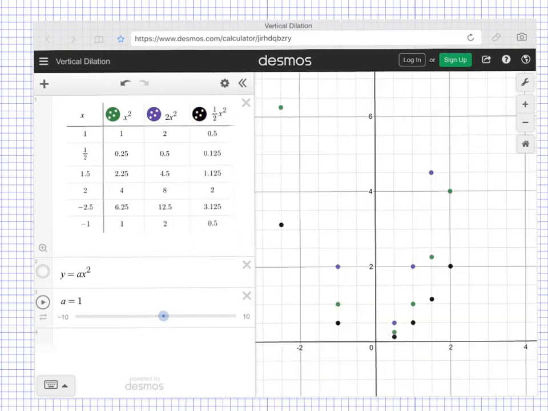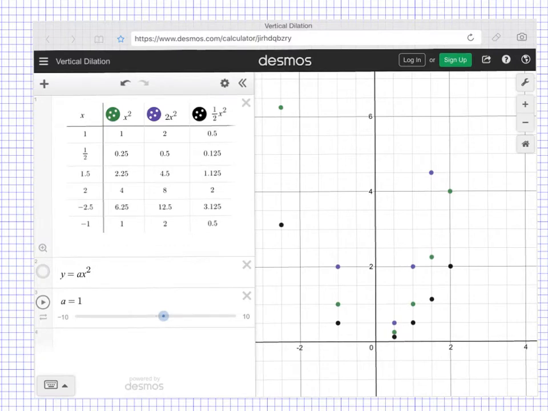Alright, so in this video we're going to look at a special kind of change to a parabola, which is called a stretch or a dilation. I'm going to take you through what it looks like, how we can calculate it, and what effect it has on the parabola.